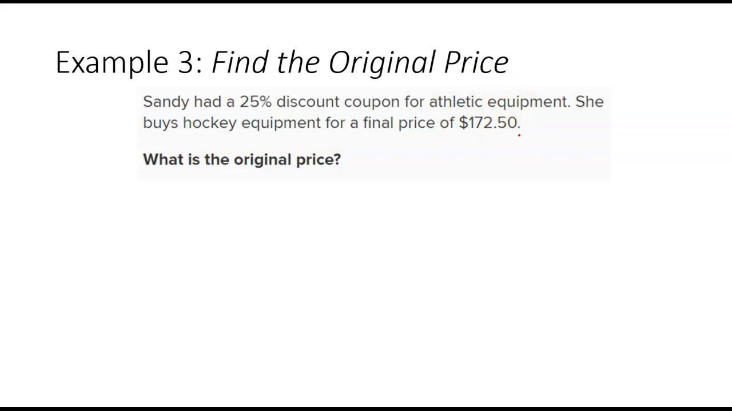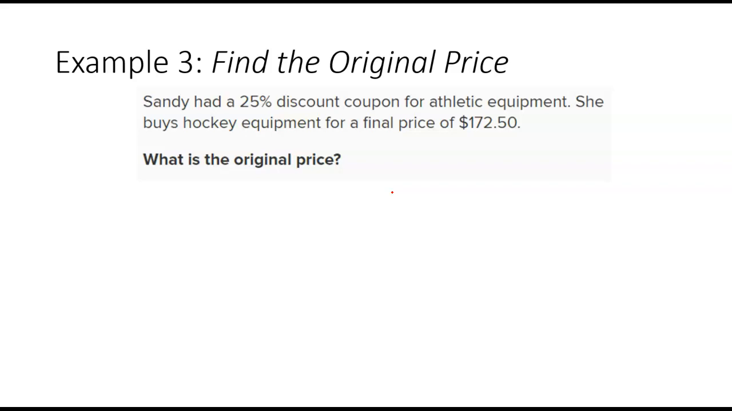But now we have the final price and what the discount was, and we want to find out what the original price is. So this is a little bit tricky. There are going to be a few steps here, and there are several ways you can do it. If you want, you can read through the book and see how they work it out using ratios. But I'm going to show you another way that we can do this.